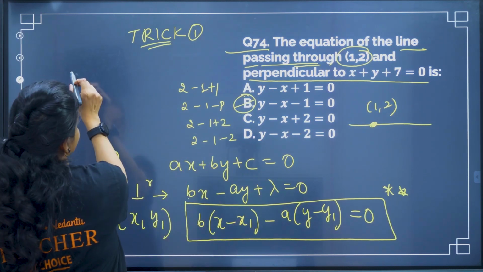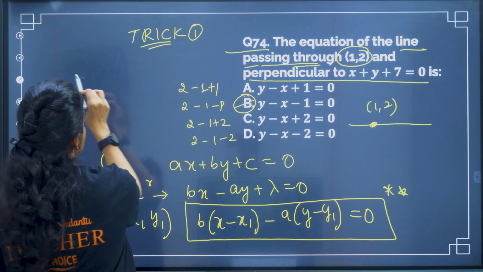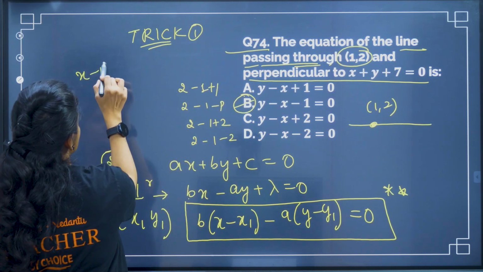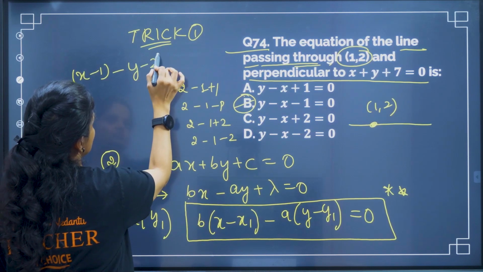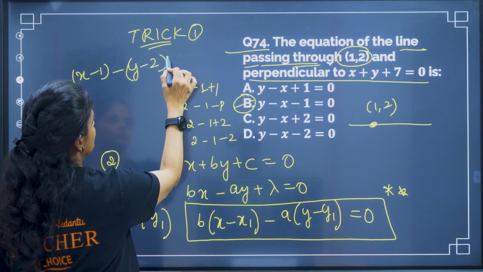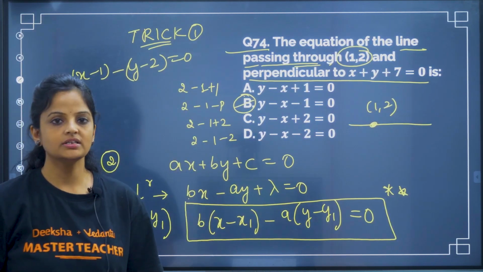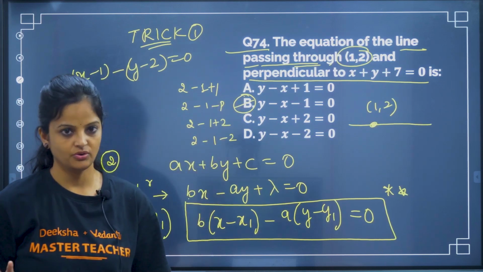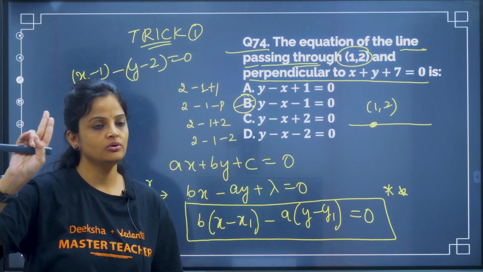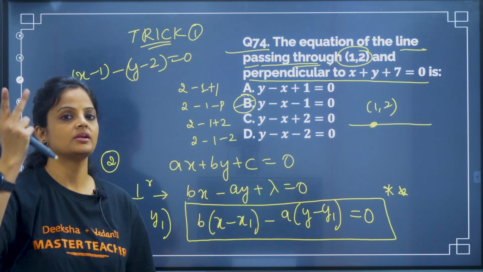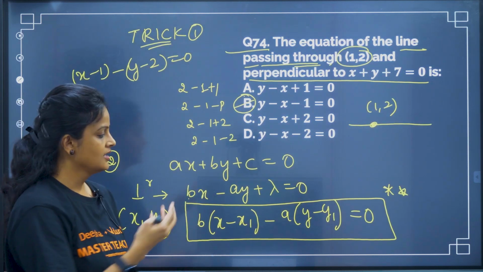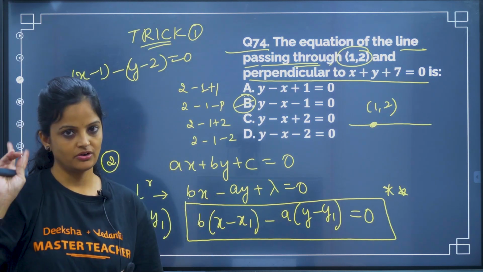Here I can take the equation (x - 1) and (y - 2), because the point is given, equal to 0. On solving this also, you will get the same option. Okay, two tricks I have told you. Best is trick 1, but it fails when you have multiple options as your answers. That's why I told you the second trick also.